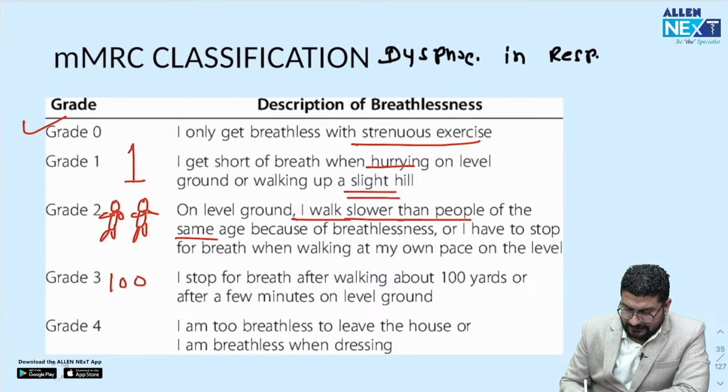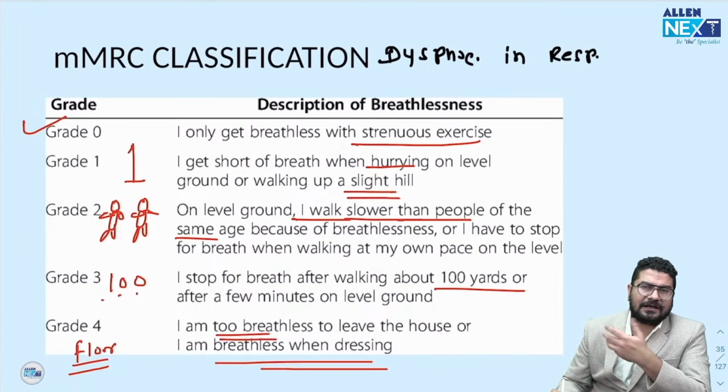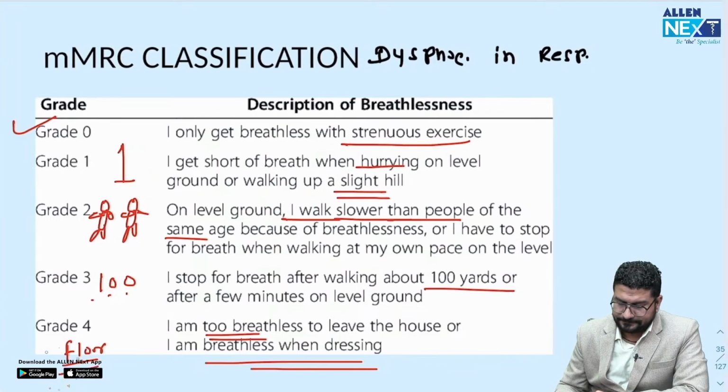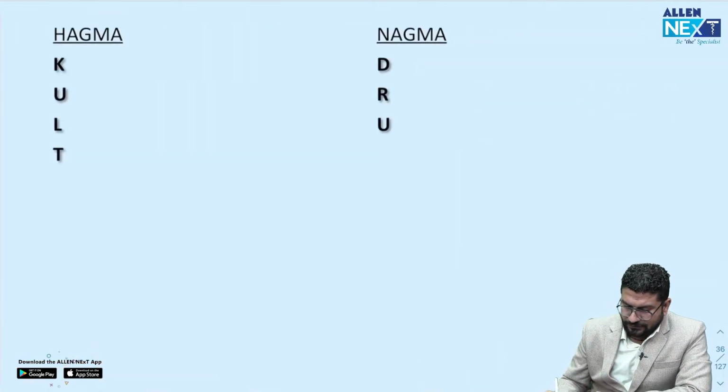3, so 100 is having 3 letters, 1, 2, 3. So dyspnea on walking 100 yards. 4 means floor. So 2, dyspneic to leave the house, or dyspnea while doing normal activities like buttoning, unbuttoning of shirt. Now see, they ask you a question on high anion gap.